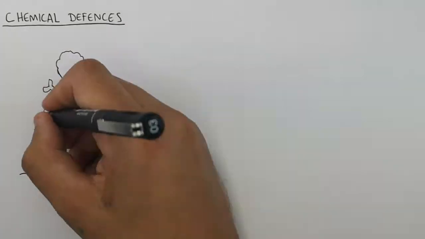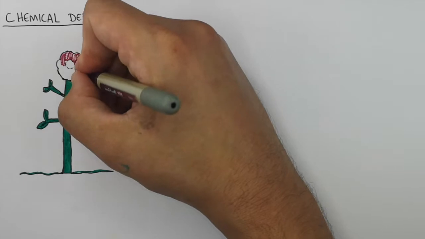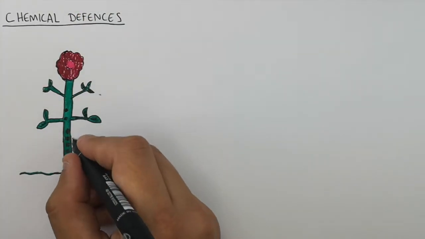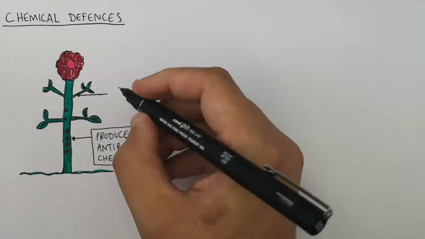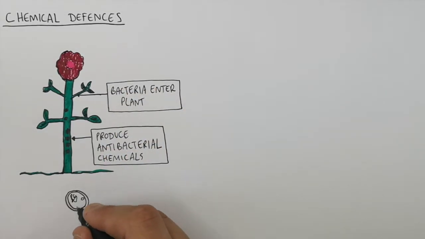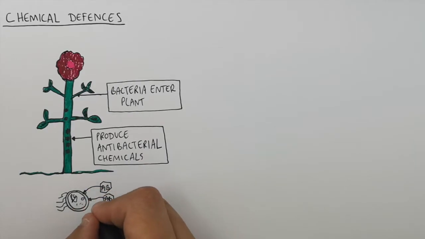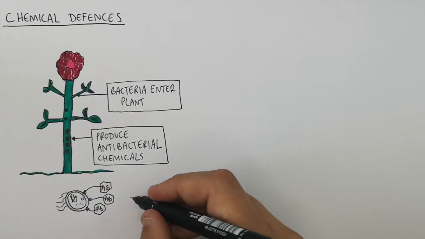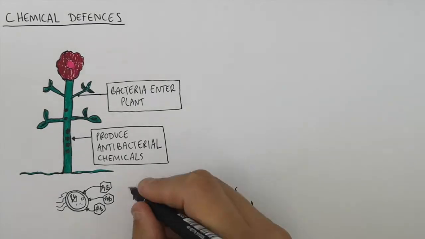Some plants have the ability to make chemicals that help defend them against pathogens and insects. Some plants produce antibacterial chemicals. So if a bacteria does enter the plant, the antibacterial chemicals produced by the plant will kill the bacteria inside the plant. This is a bacterial cell, and the antibacterial chemicals produced kill the bacterial cell.